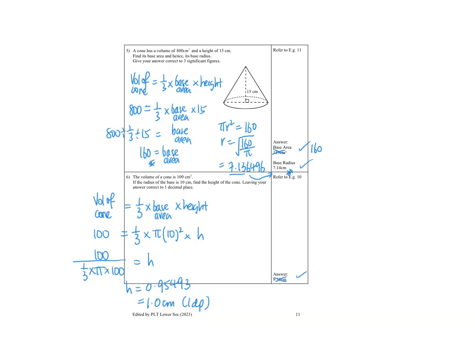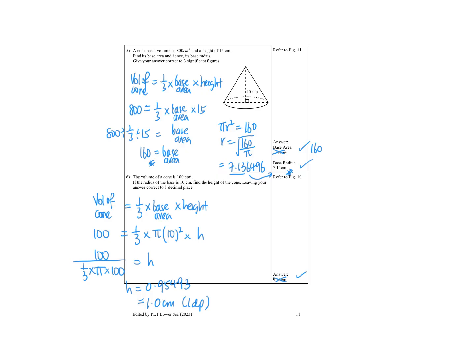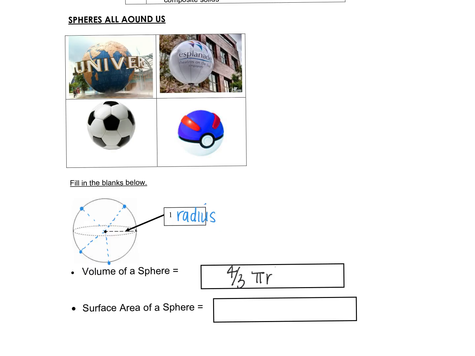Arjun, are you doing your work or not? Okay. All the answers there. 6. Pi r cube, this one is given on the first page. So the surface area of a sphere is 4 pi r squared.